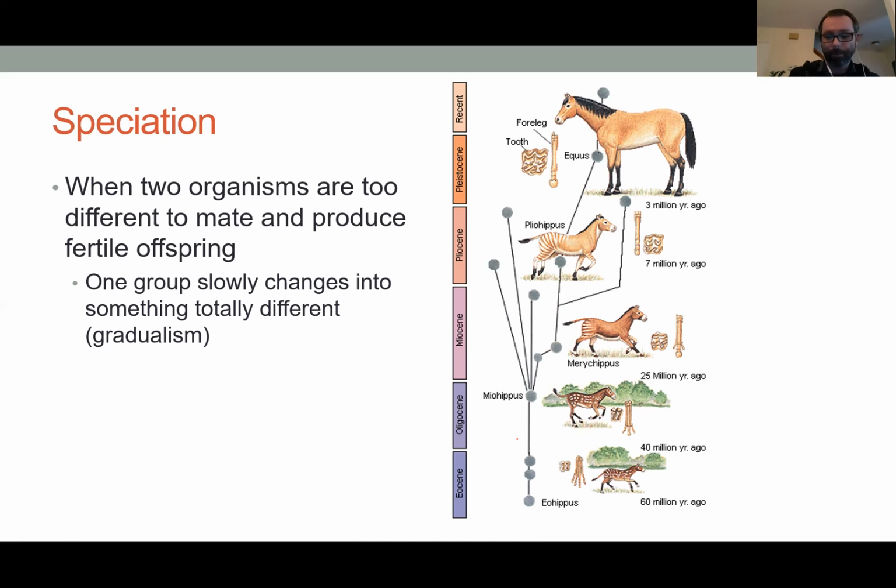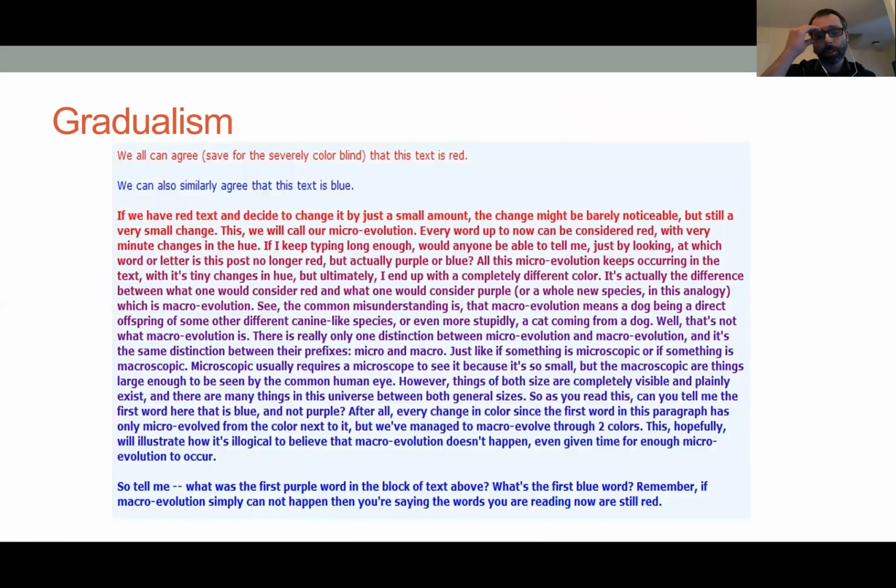This is called gradualism. Now, this is sometimes hard for people to understand because the timelines are so long and the change is so slow. And so somebody made this slide to try to illustrate this, right? It starts off red and it ends up blue or purple, blue. This would be like the slow change from evolution.